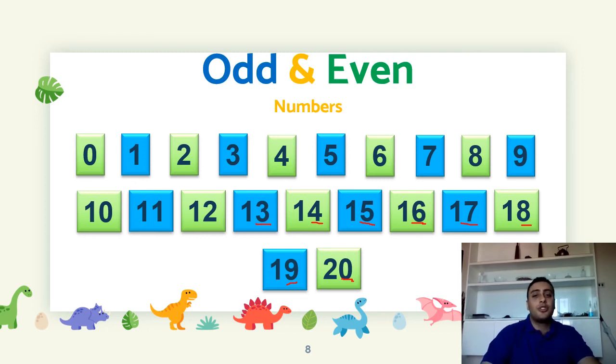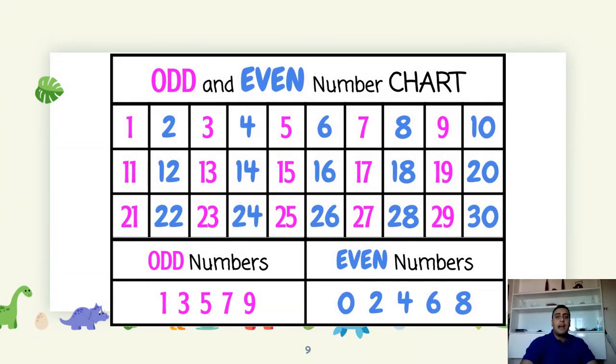Very good. Good job. We don't need the help of these lines anymore. It's easy for us now. Okay, now let's see what's next. Now, in this picture, in this chart, odd numbers are pink, even numbers are blue. Okay? Now, again, remember, odd numbers end in 1, 3, 5, 7, 9. Even numbers end in 0, 2, 4, 6, 8.